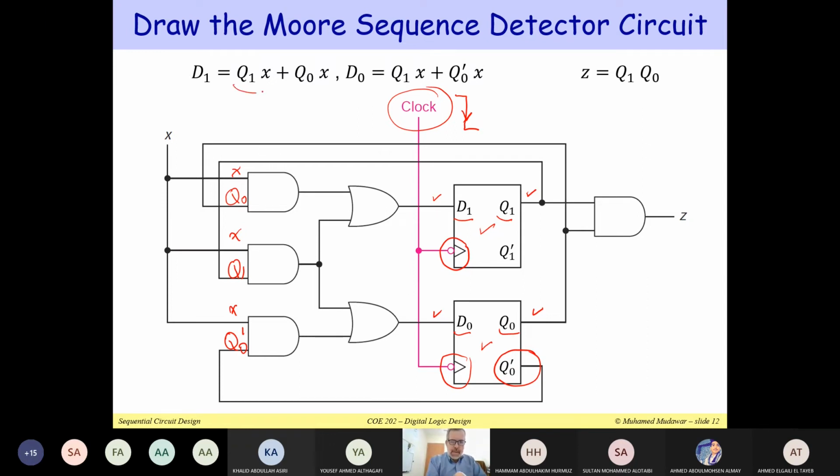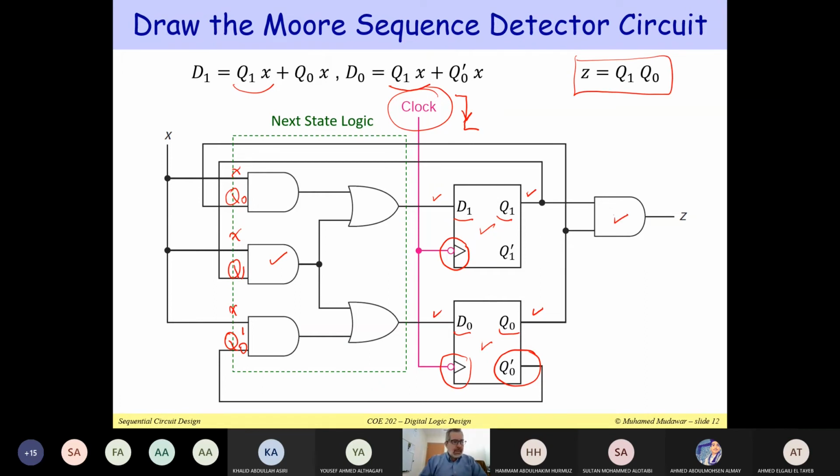So notice that Q1 and X is the same term that appears in D1 and D0. So this gate is shared by D1 and D0. Basically we have the equation for D1 and the equation for D0. This is my next state logic. And the output logic is so simple. That's my equation for Z. It is just an AND gate. And notice that Z does not depend on the input X. So this is my output logic. You can see that my sequential circuit consists of two D-type flip-flops, the next state logic, and the output logic. We were able to obtain the equations using the Karnaugh map technique. So these are the steps. That's it. That's how we design a sequential circuit.